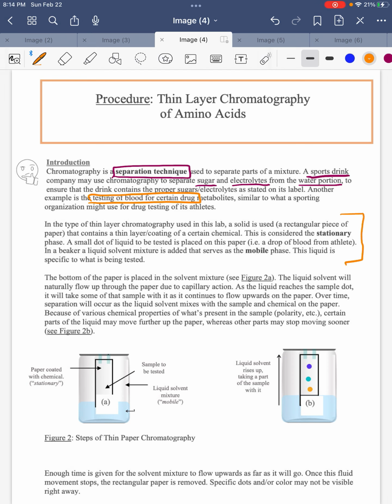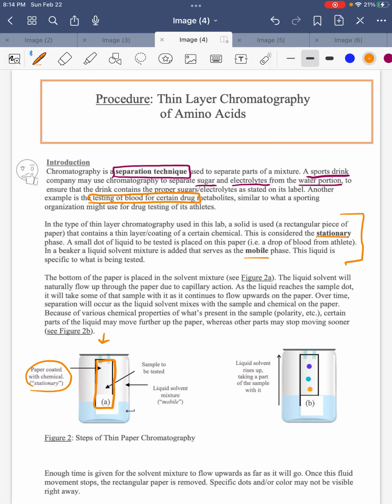I'll be very general. If we were doing a more chemistry-focused class, we would talk about the stationary phase versus the mobile phase. I'm not as worried about that, but I do just want to talk about, in simplistic form, how we do it. So we have a beaker, and we have a paper that's coated with a chemical. We put that rectangular piece of paper in a little bit of water. On that piece of paper is a sample to be tested.